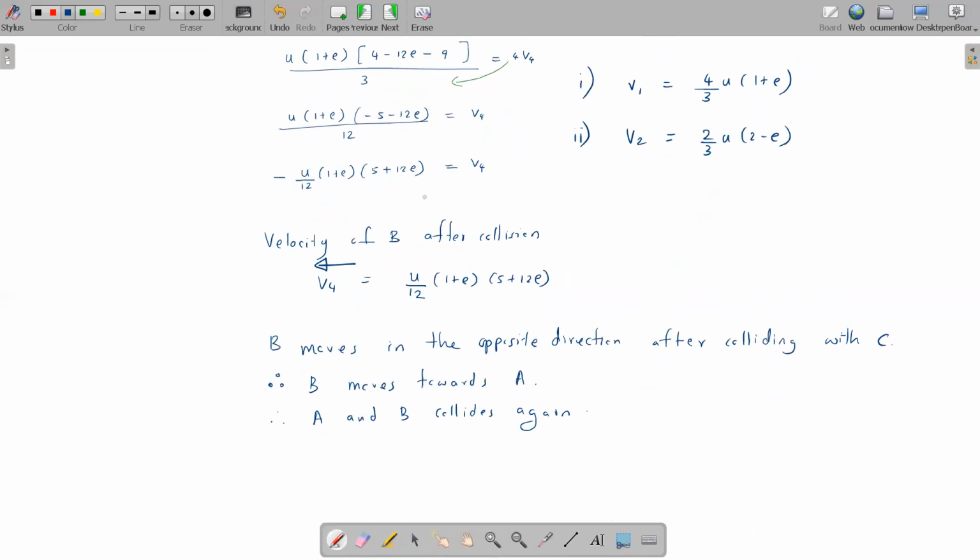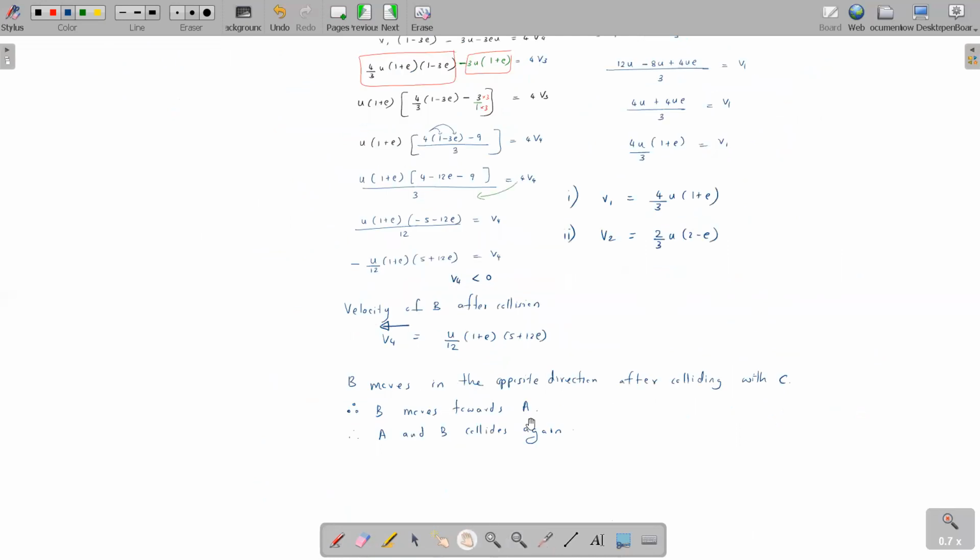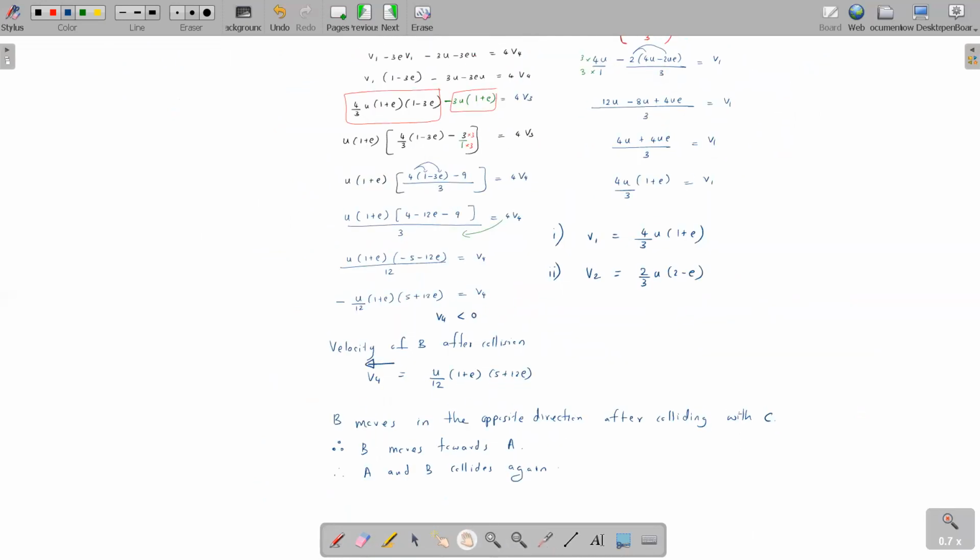So you can say here v4 is negative also. I'm giving some extra things here. v4 is negative, so therefore the velocity of B after the collision, to make it positive, I change the direction. Okay, children, so this is the answer. This is the end of the 2021 June IAL paper.